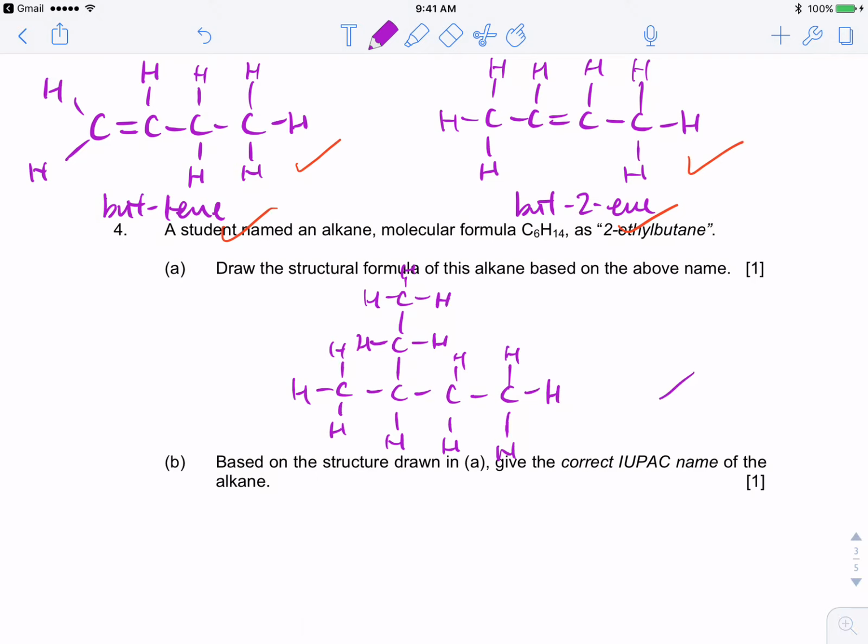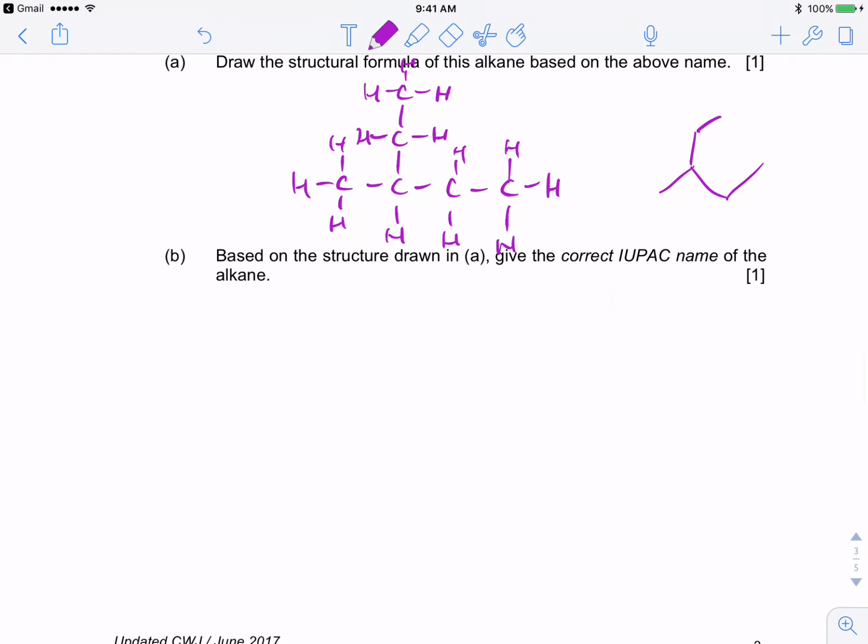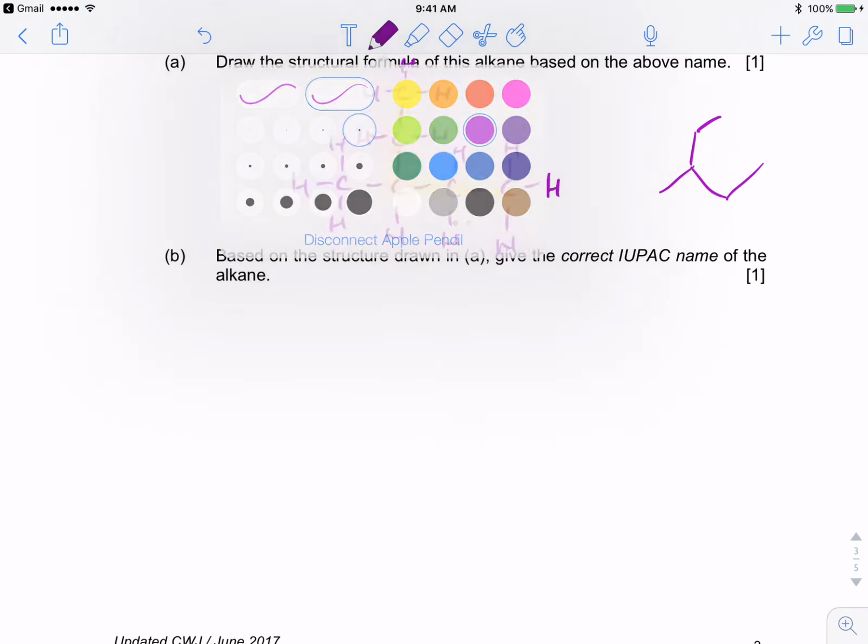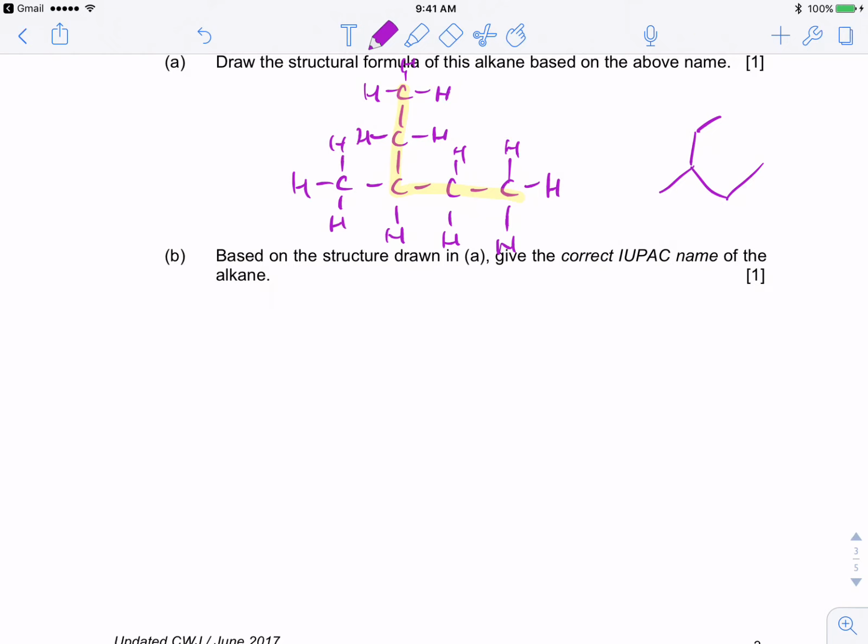How to draw the skeletal formula: 1, 2, 3, 4, then 1, 2. So nice, right? Give the correct IUPAC name of this alkane. Now, which is the longest chain? There are actually these 5 carbons over here. So the correct name should be a pentane with a methyl group here. The methyl group is at the 3rd carbon, so 3-methylpentane.